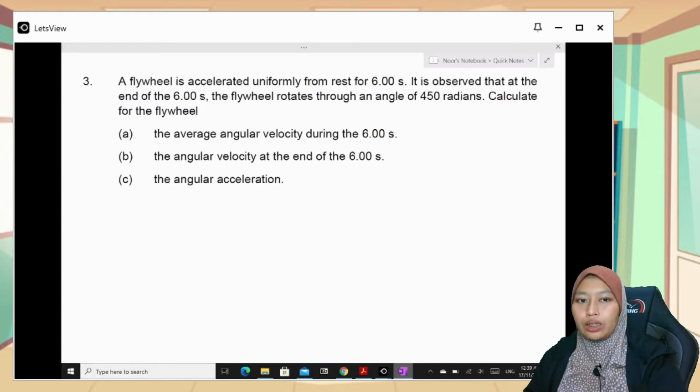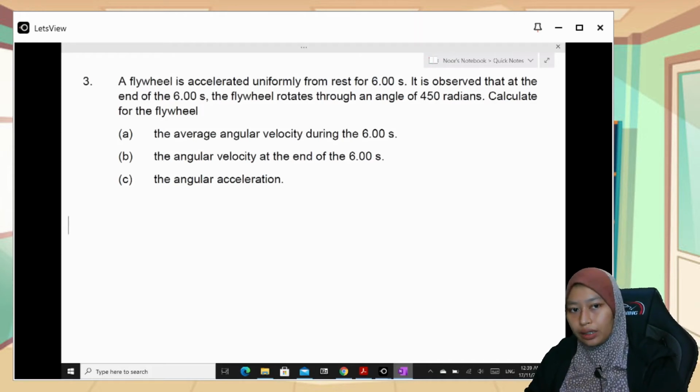Number 3. A flywheel is accelerated uniformly from rest. It is observed that at the end of 6 seconds, it has turned through an angle of 450 radians. Calculate for the flywheel: A, the average angular velocity during the 6 seconds. B, the angular velocity at the end of the 6 seconds. C, the angular acceleration.